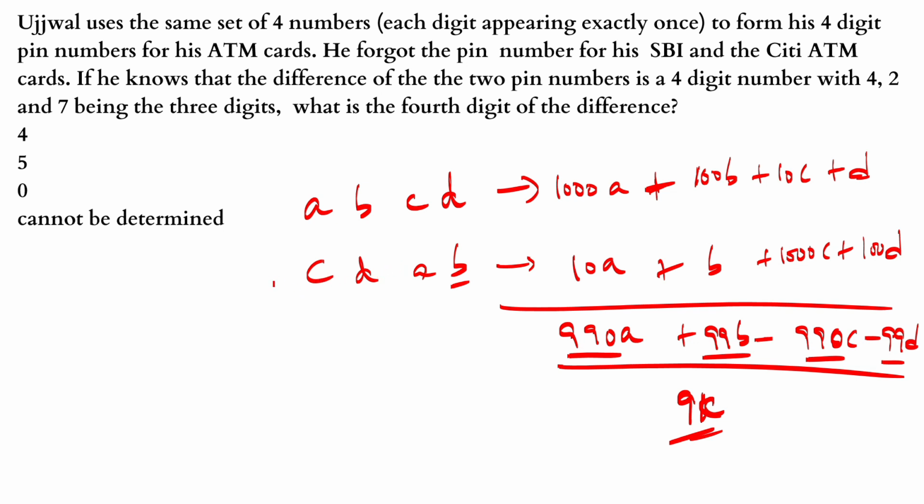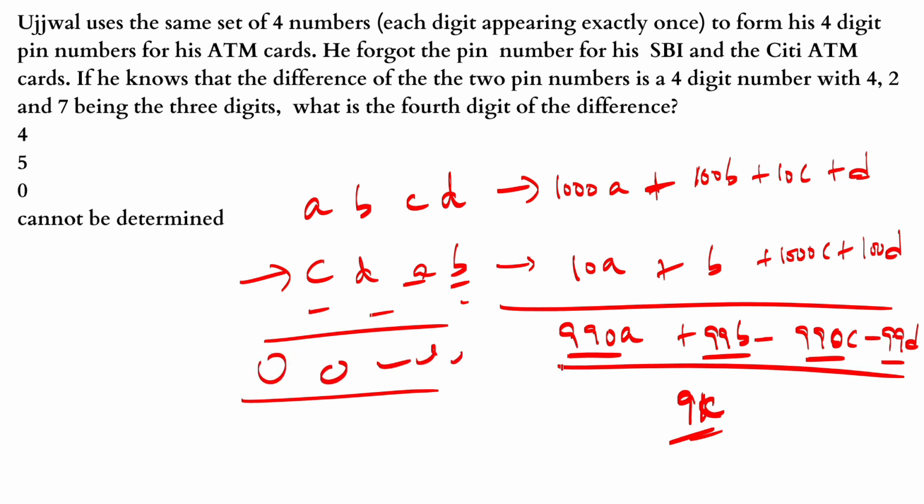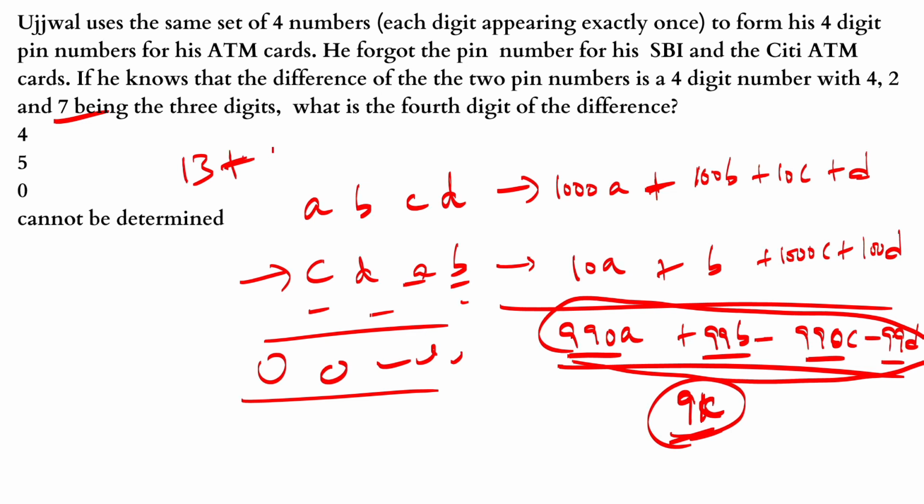So no matter what the order is, it can be CDAB, it can be ADCB, A can be anywhere. But the result you get after subtracting will be a multiple of 9. And what is our question? The difference of the two PIN numbers is a 4 digit number with 4, 2 and 7 being the 3 digits. What is the 4th digit of the difference? Now if this entire thing is a multiple of 9, then the sum of the digits must also be a multiple of 9. So 4 plus 2 is 6, 6 plus 7 is 13. How much to be added in order to make it a multiple of 9? The nearest multiple is 18. So 13 plus 5 is 18. So 5 is our answer.